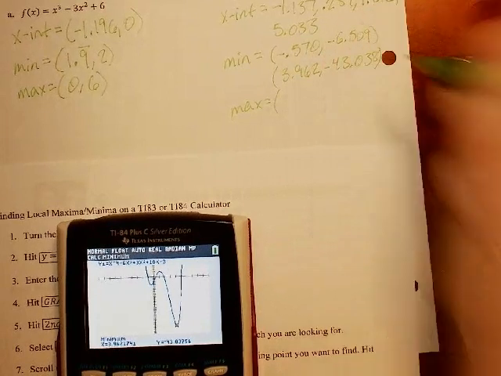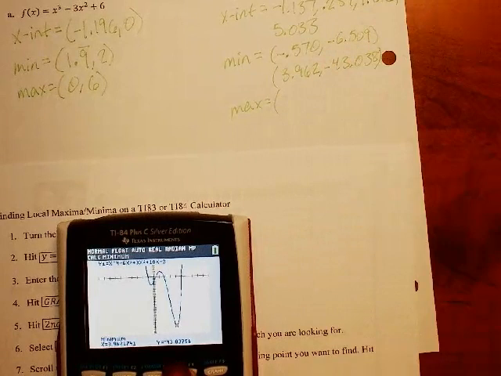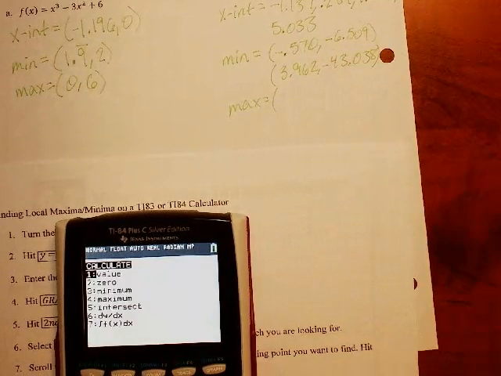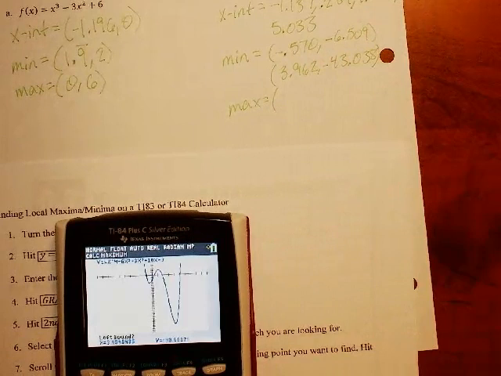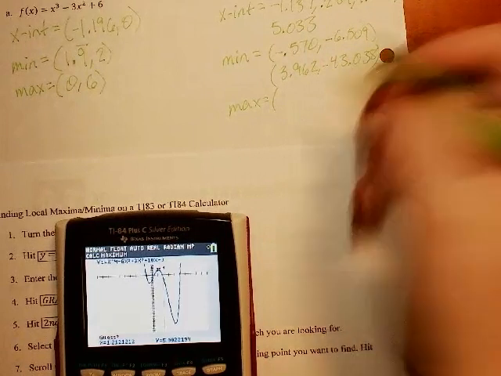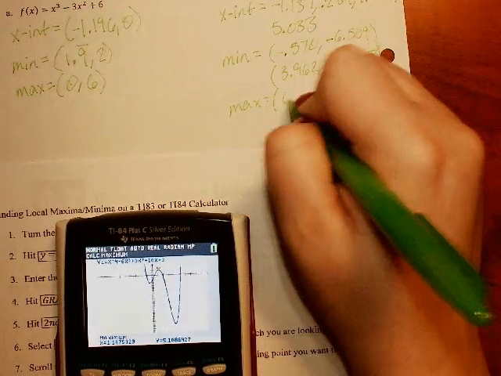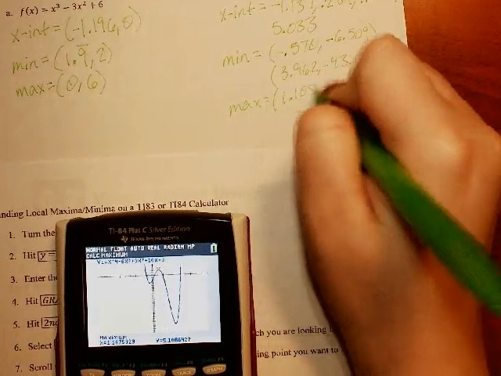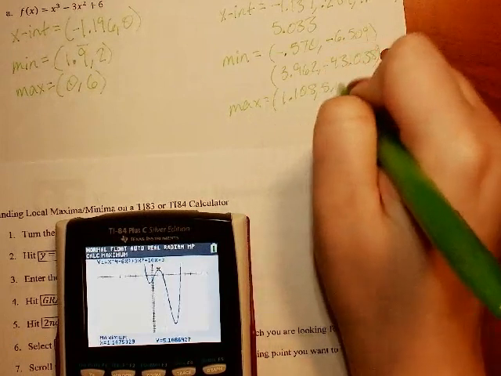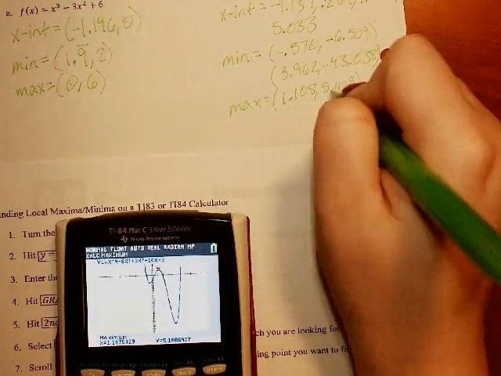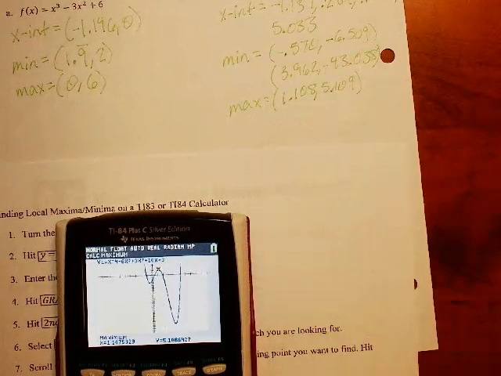And then my local maximum is, I gotta go left of it again, and I gotta go right of it, and then I'm gonna guess 1.108, 5.109. So that is my local maximum.